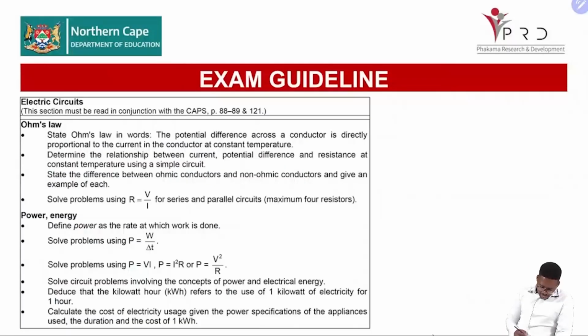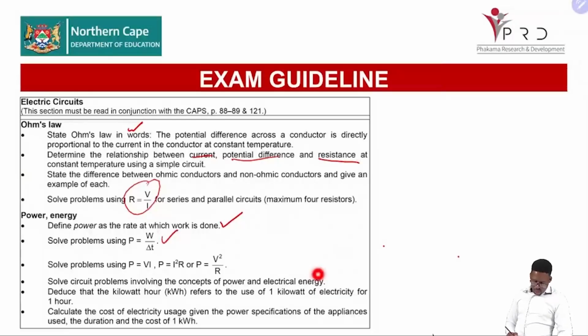Then we look at the exam guideline. It states Ohm's law, and you must know the relationship between the current, the potential difference, and the resistance. Be in a position to perform calculations using R is equal to V over I. Then you must define power as the rate at which work is done. You can use the formula for power, work divided by change in time, or power is equal to VI, or power I squared R, or power V squared over R. And the units for power, it's watts.